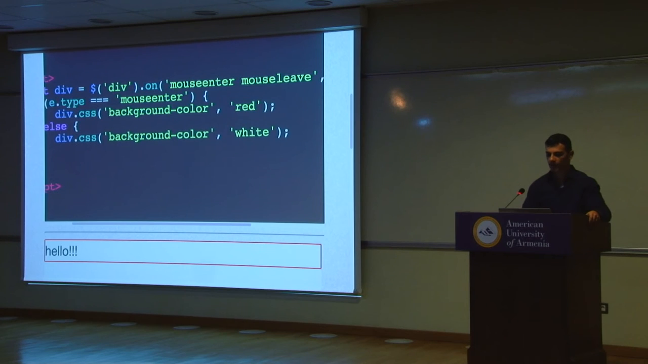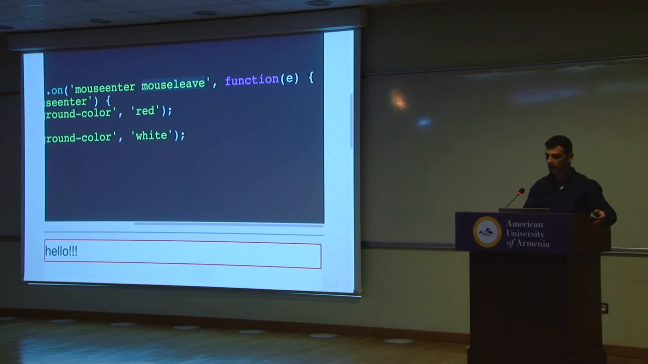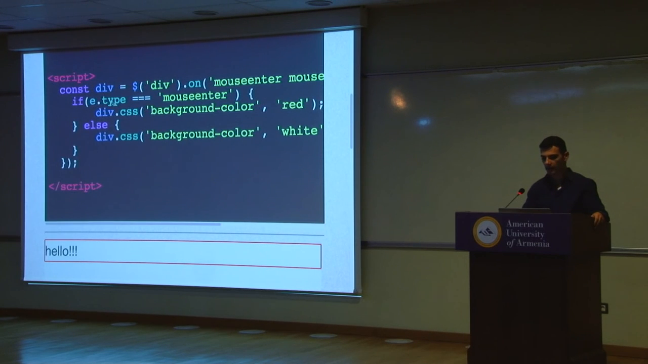Okay, so see here how I did one on. I said I want to know when mouse enter and when mouse leave. Right? So when I'm notified, how do I know what happened? Did mouse enter or did mouse leave? Which is it? It so happens that this object has a type on it that references the name of the event that happened.